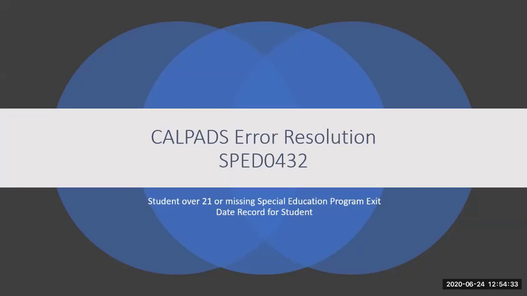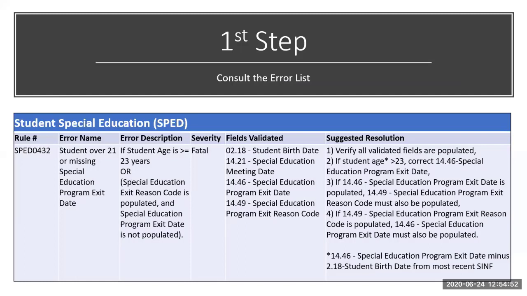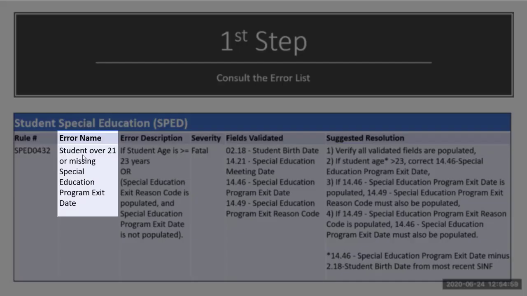This will be the SPED0432, student over 21 or missing special education program exit date record for student. So like always, if you receive this error, the first step is to consult the error list. And we can see by the error name, student is over 21 or missing special education program exit date. So this error will trigger for two different reasons.